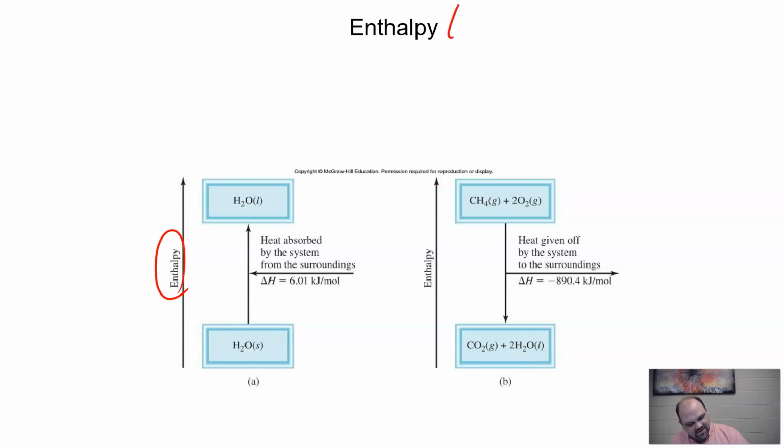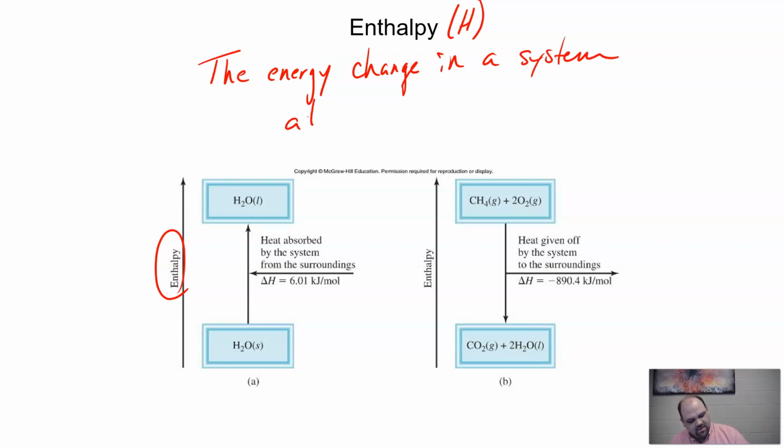And so enthalpy is given the symbol H. And so this enthalpy is the energy change in a system at constant pressure. So why constant pressure? Well, it turns out that most of the things we do in the lab are constant pressure situations. We're doing a reaction in a beaker, it's open to the pressure of the room. And so we deal with constant pressure worlds most of the time.